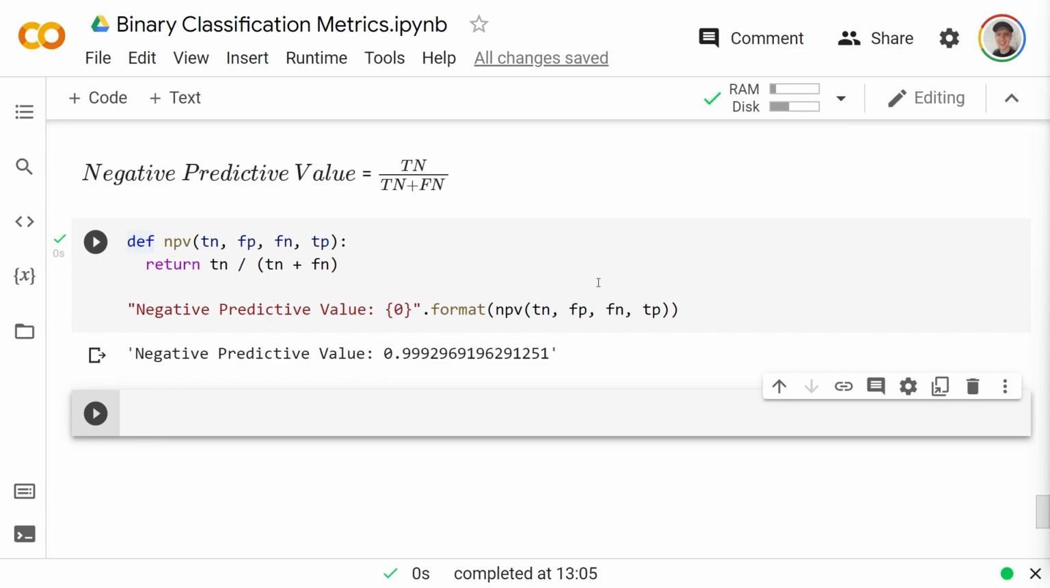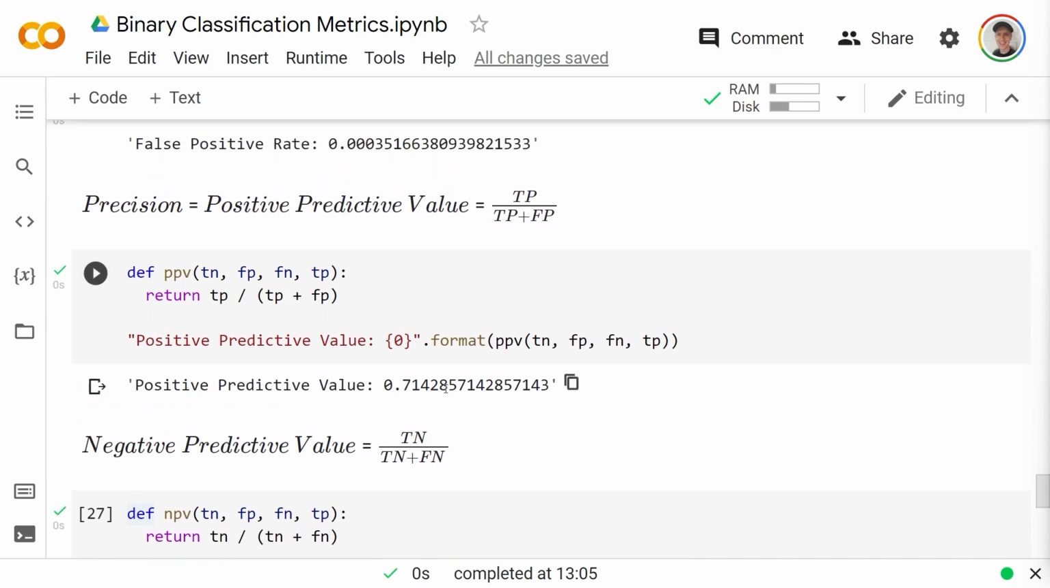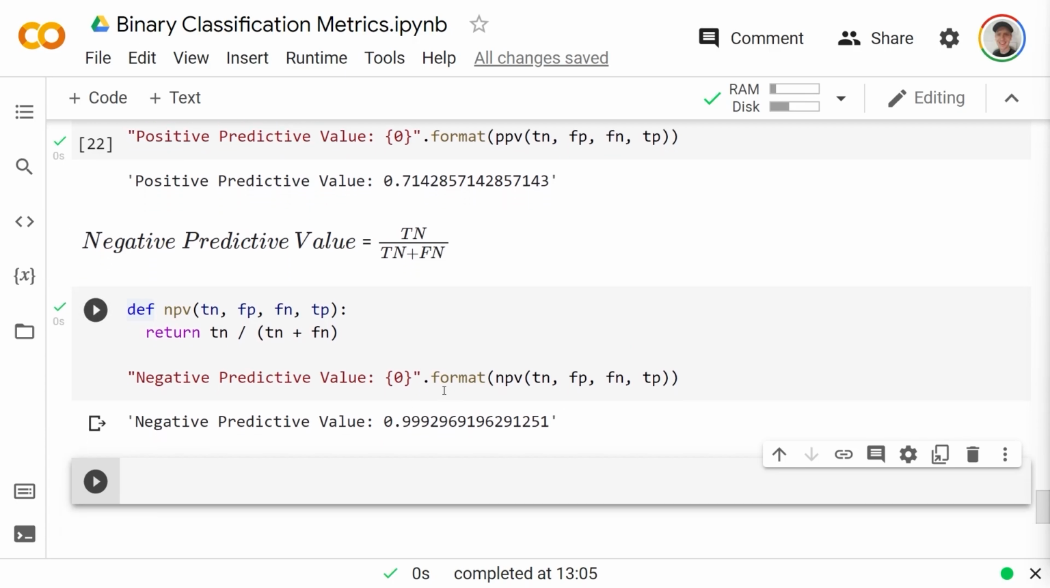Now let's remember the context of our problem for these two metrics. Negative means not fraud, and positive means fraud. So this number here means of all of the things that we thought were fraud, we predicted these ones as fraud, we're actually only right 71% of the time. And here, if we predicted it as a negative, we actually are right 99.9% of the time.